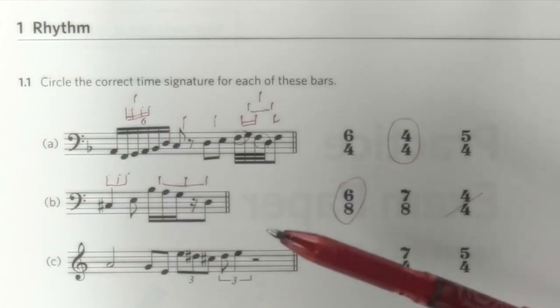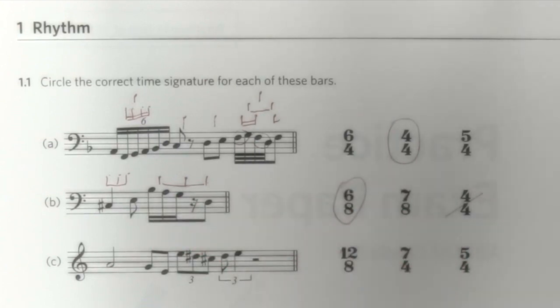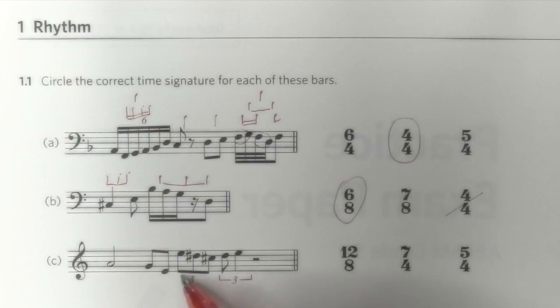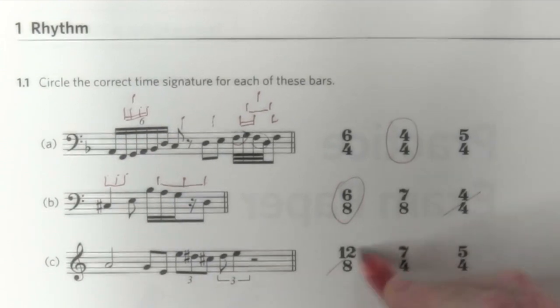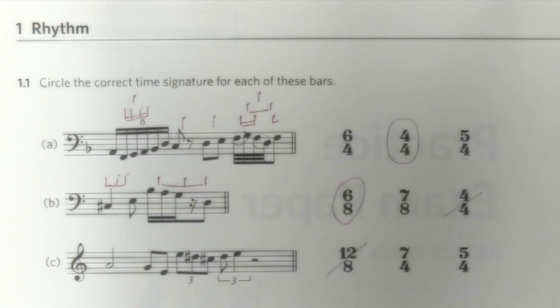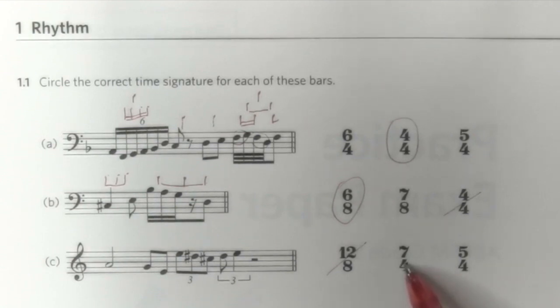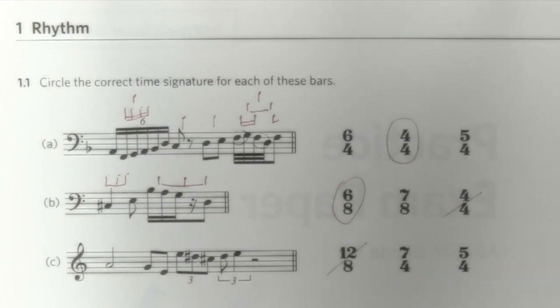In a simple time, we have one and two subdivisions, therefore we need an irregular amount of notes, so we need a special thing because three quavers don't fit. So we can exclude 12/8 straight away. Now we only need to count the crotchets and identify whether they are seven or five. Let's have a look. It looks quite long, honestly.